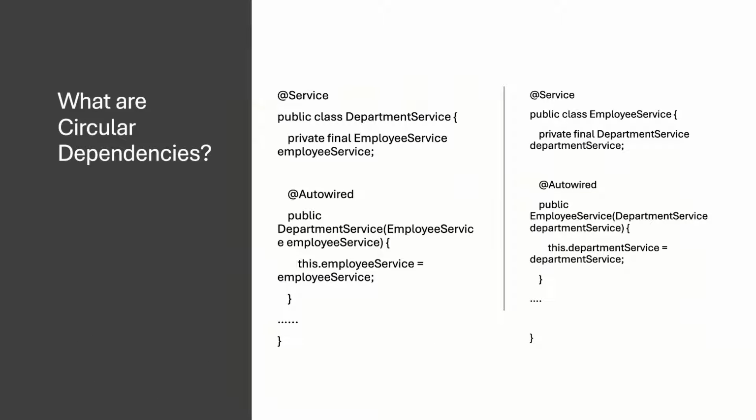What are circular dependencies? A circular dependency occurs when two or more components depend on each other to function. This situation can arise either directly or indirectly, creating a loop that frameworks like Spring cannot resolve during dependency injection. For example, consider two classes, Employee Service and Department Service. Employee Service requires Department Service to perform its functions and vice versa. When Spring attempts to initialize these beans, it finds itself in a loop, unable to proceed because each service depends on the other being initialized first.